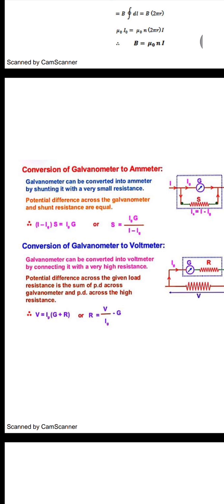Similarly, if you are converting a galvanometer to a voltmeter, the resistance should be very high, because voltage is directly proportional to the resistance. If the voltage increases, the resistance will also increase, and we have to calculate the potential difference. So the resistance should be of high value.